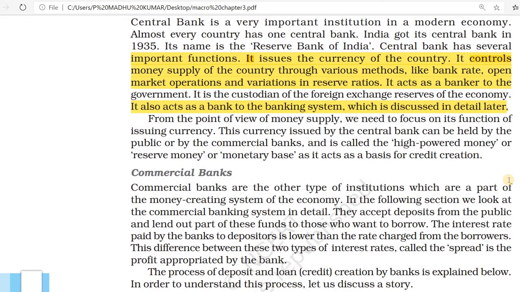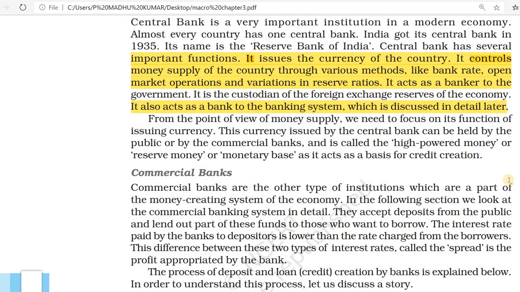Then another function is leader of the money market. It works as a leader of the money market. Then another function is controller of credit. One of the important functions is controlling credit, especially for banks. They fix some controlling measures like bank rate, open market operations, credit control, variable reserve ratios and statutory liquidity ratio.